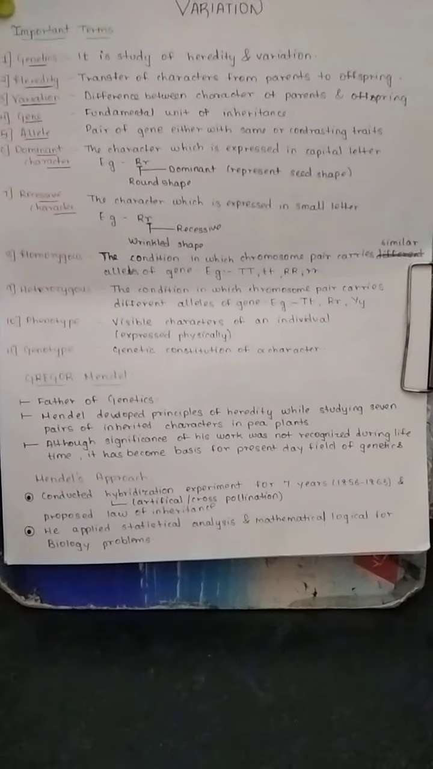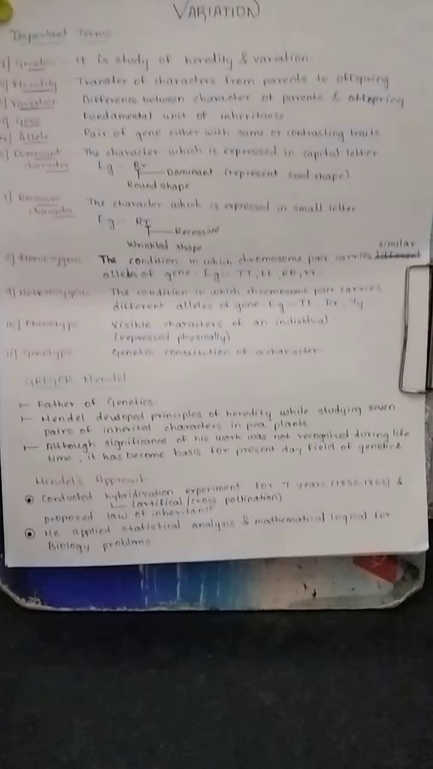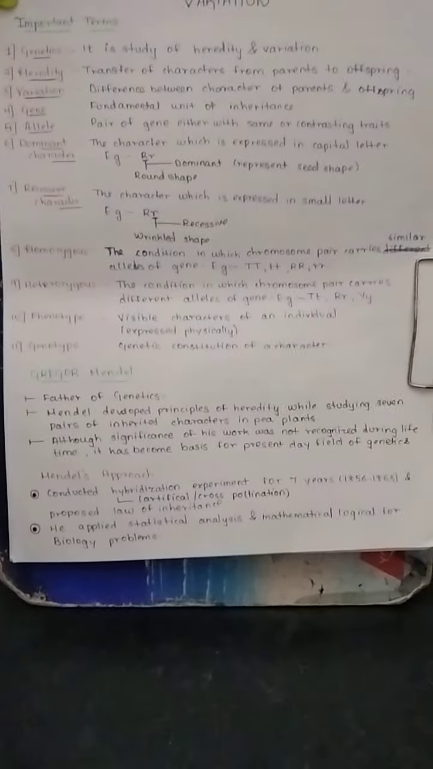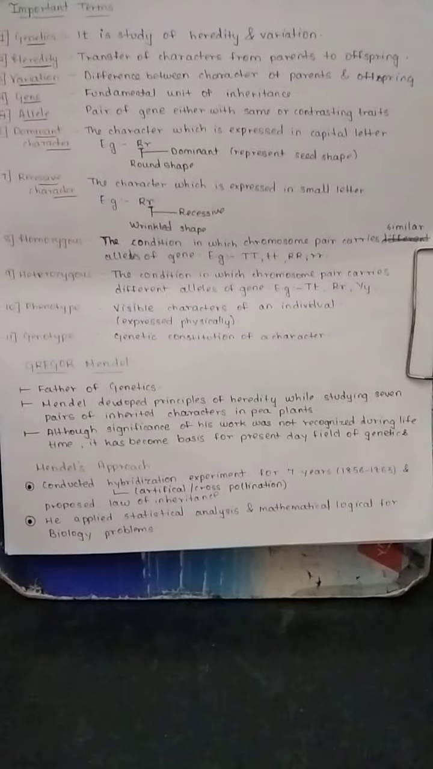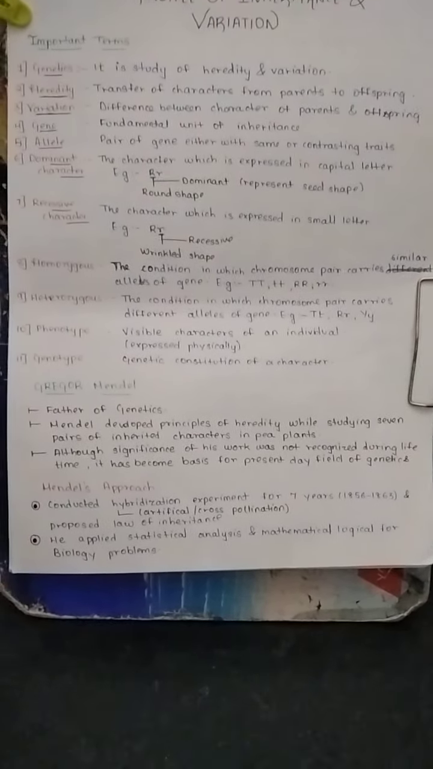Next is homozygous. Homozygous is the condition in which chromosome pair carries similar alleles of a gene. For example, capital T capital T, small t small t, capital R capital R. It represents the tallness and dwarfness or the round shape or wrinkled shape respectively. Now, heterozygous is completely opposite of this. It is the condition in which chromosome pair carries different alleles of a gene. For example, capital T small t, capital R small r, etc. Homozygous is also known as true breeding line.